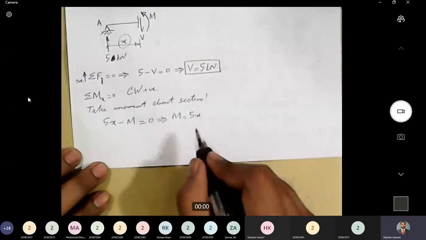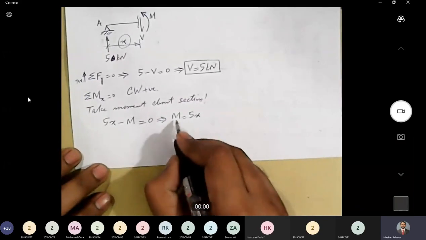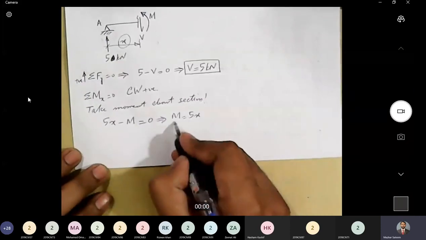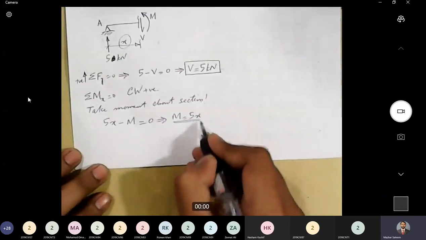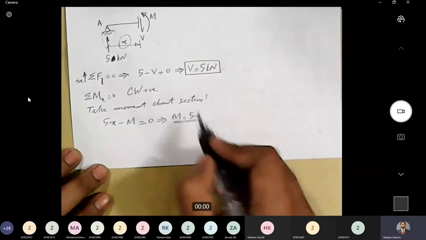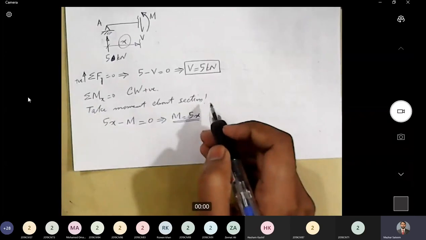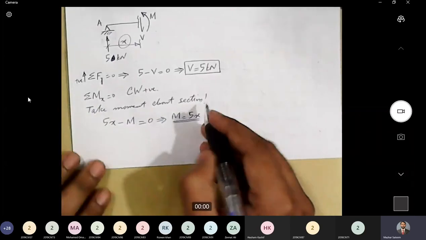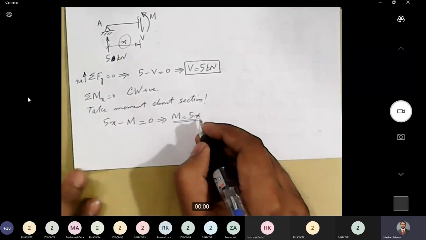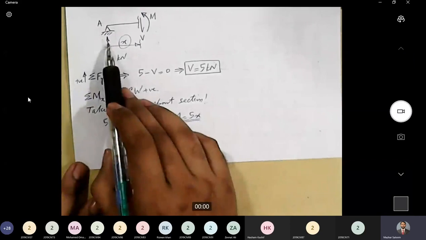Now what does this mean? This means that the moment is varying along the length of the segment, because x is a variable, and in the expression of M we have x. Unlike the expression for V, which is constant, M is not constant. M is equal to 5x. So what we will have to do is calculate this moment for point A and point B separately.